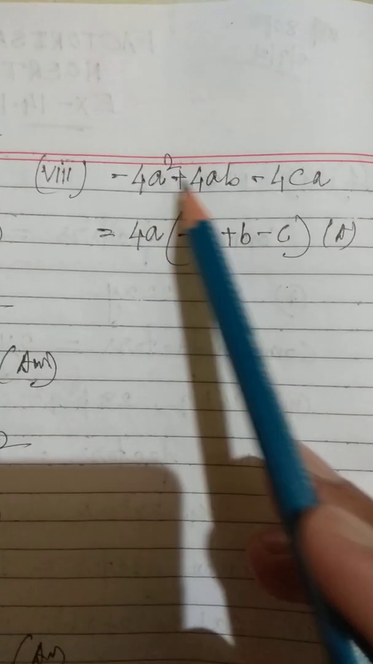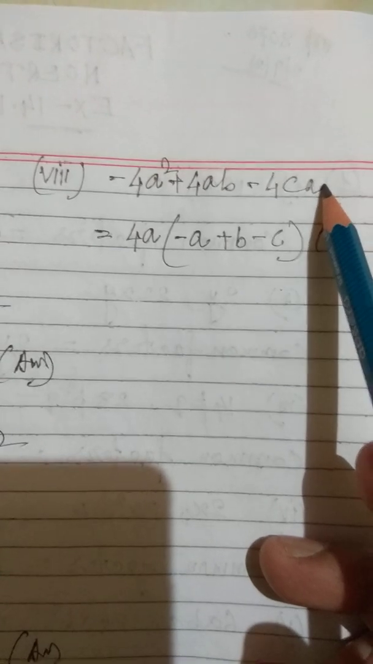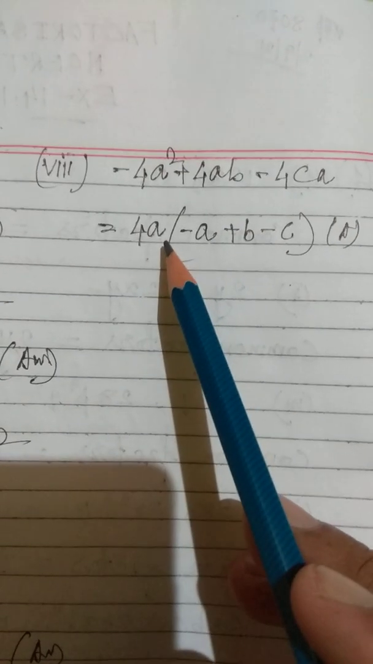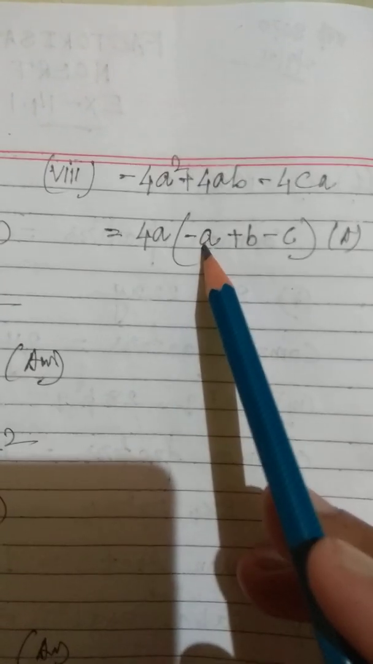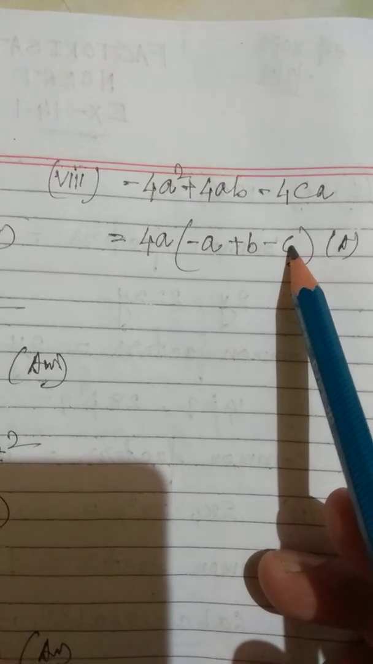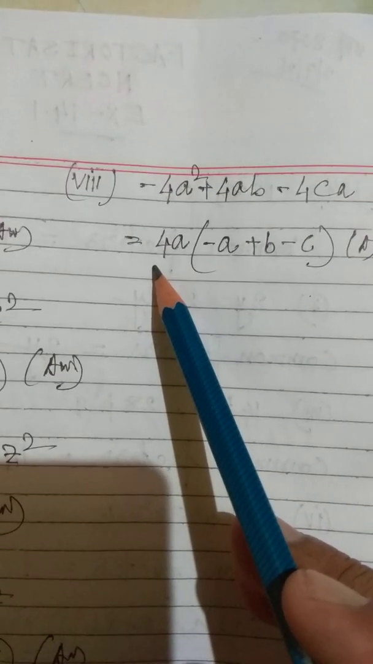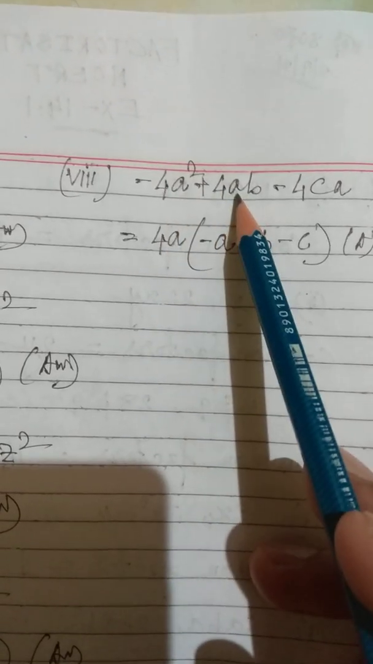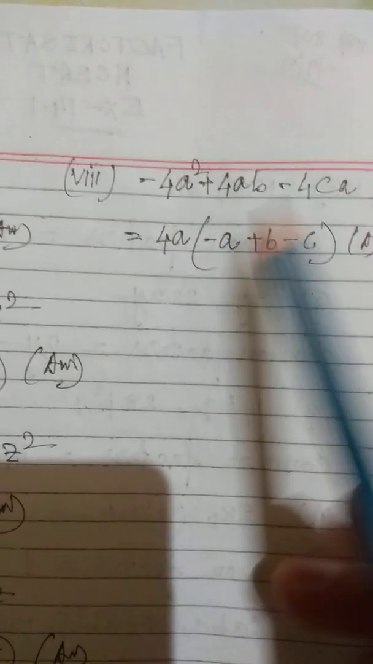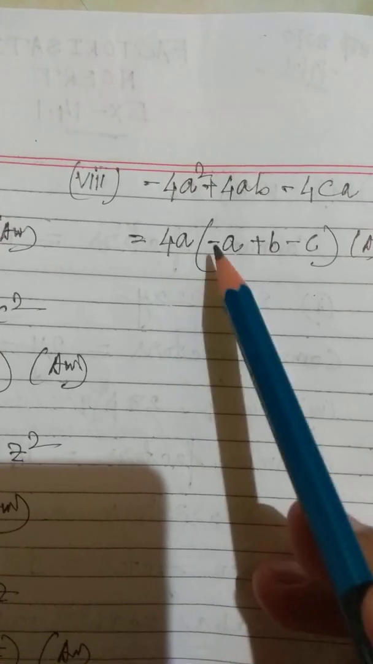Next, question number 8: minus 4a square plus 4ab minus 4ca. So 4a is the common factor. So 4a into minus a plus b minus c. Because the HCF of 4, 4 and 4 is 4, 4 is the common factor. And in a square, there is a, there is a, so the minimum power of a is 1. So 4a into minus a plus b minus c.